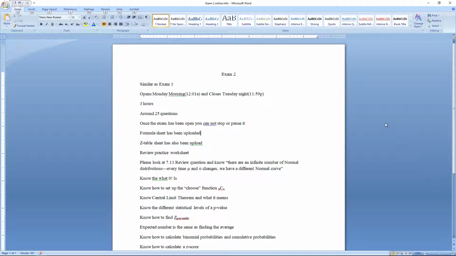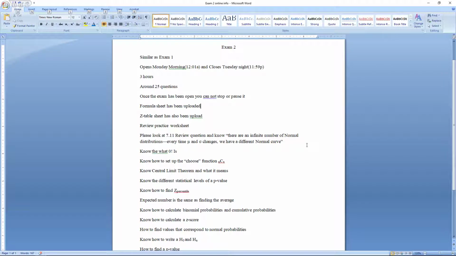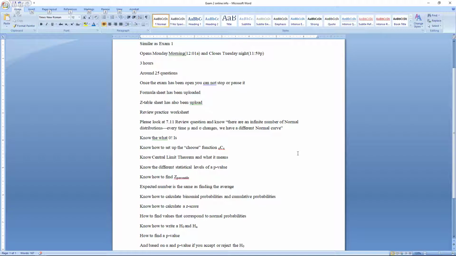Other things you should know for the exam. Know what you get when you take 0 factorial. Know how to set up a choose function, your nCx. Know your central limit theorem and what it means. Know that as your sample size increases, you tend to go more to a normal distribution, or it averages out to the true value of the mean as you get more people in your study.